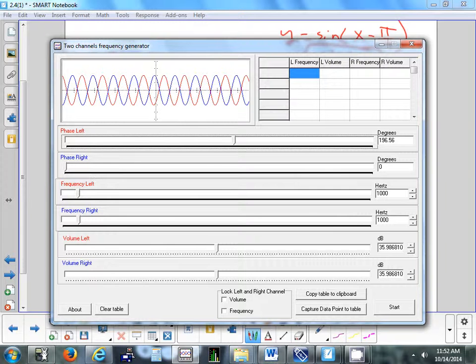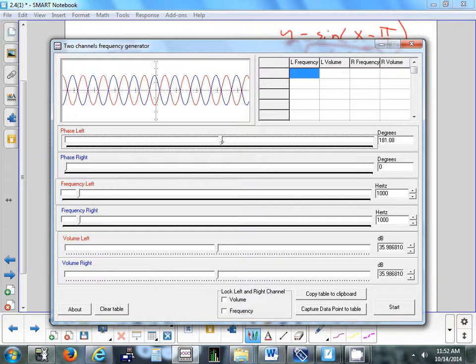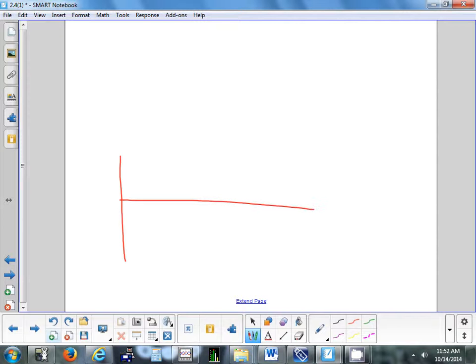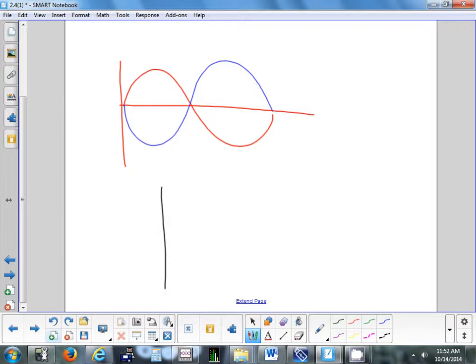If I could do it perfectly on 180, you could see exactly what I'm talking about. But let's pretend those are exactly 180 degrees out of phase. So we've got two waves, one in red, the other one in blue. And what's going to happen when they're 180 degrees out of phase is they're going to combine together and make a new graph.